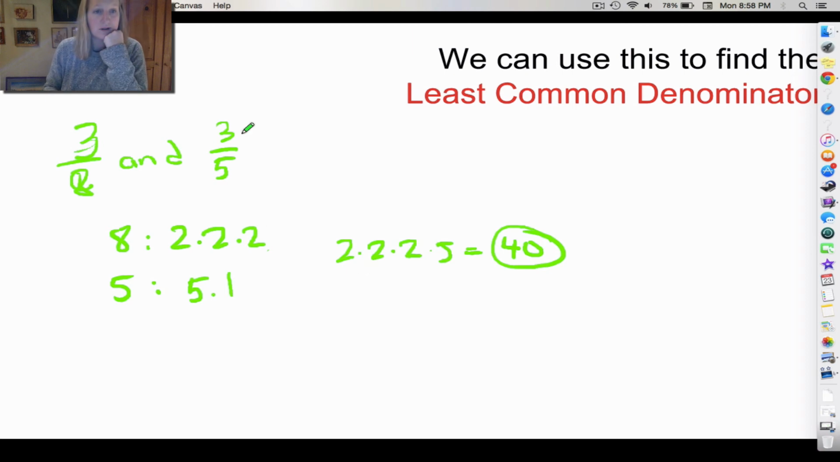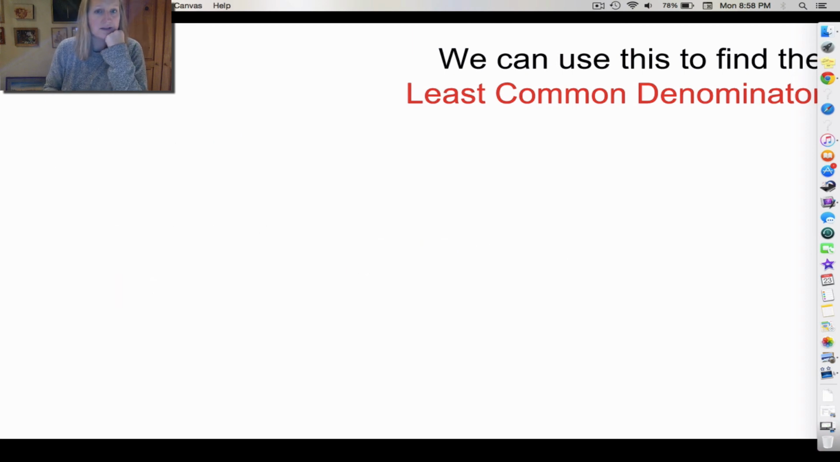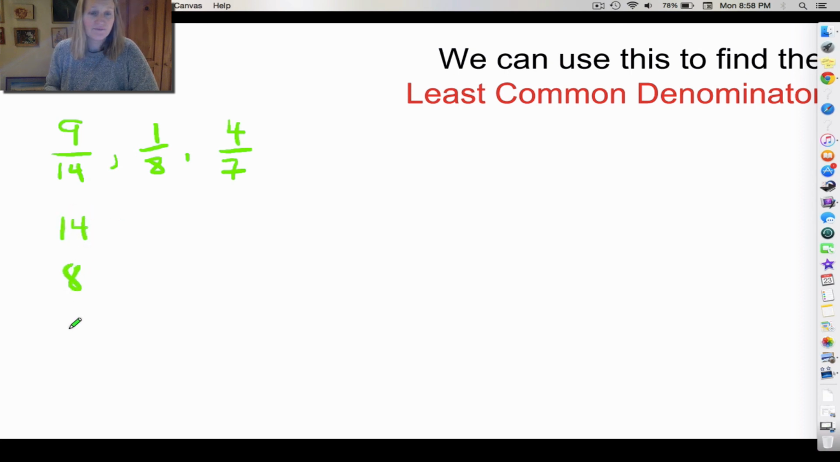One more example, and then we'll go ahead and practice. So 9/14, 1/8, and 4/7. I'm going to do method 2, just because it's so much faster, honestly. So 14 would be 2 times 7. 8 would be 2 times 2 times 2. And 7 would be 1 times 7, basically. And so the most present the 2's are is 2 times 2 times 2.